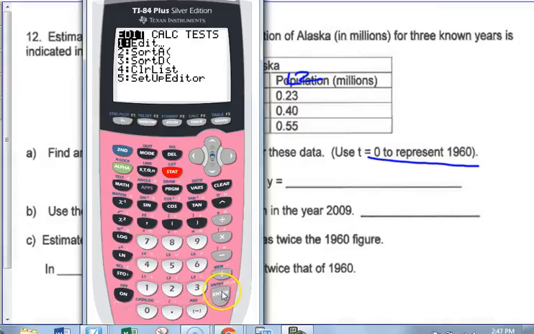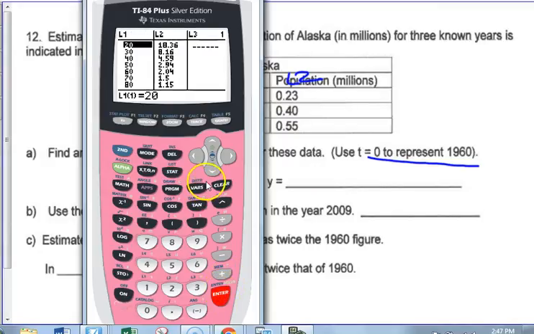So if we go stat, edit, and it was 0, 20, and 30, was that right? Yeah. Okay, put your cursor on the name of list 2, up at the top of list 2. Do second delete. And then do second and the number 1.